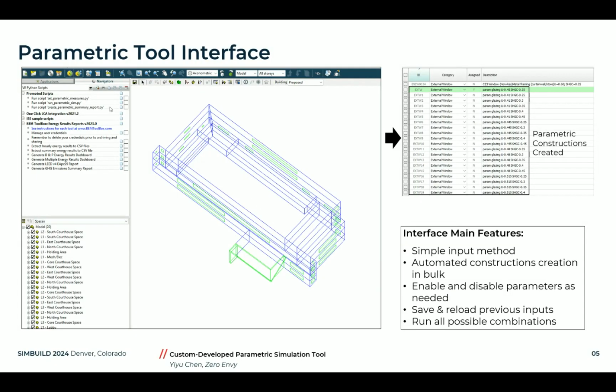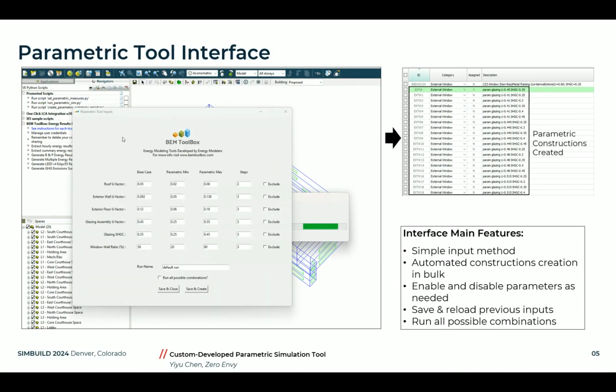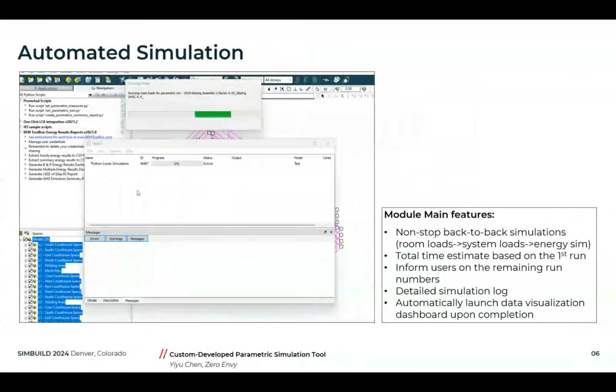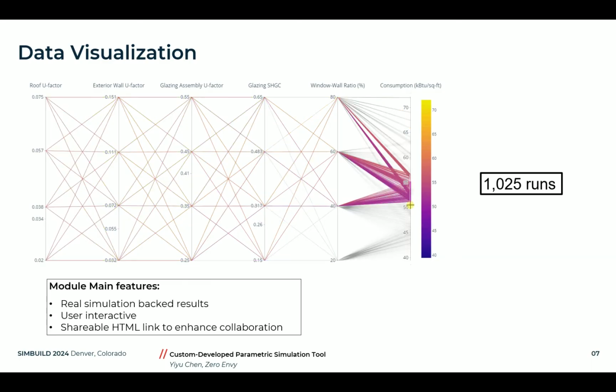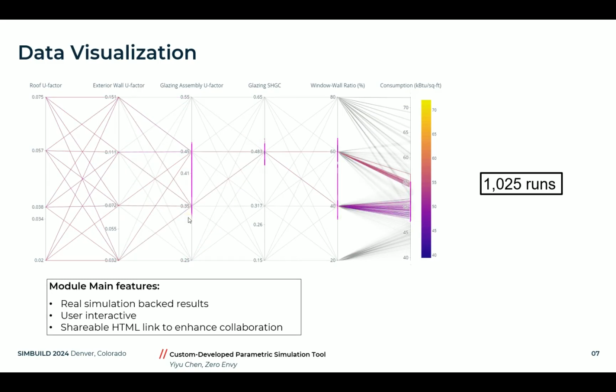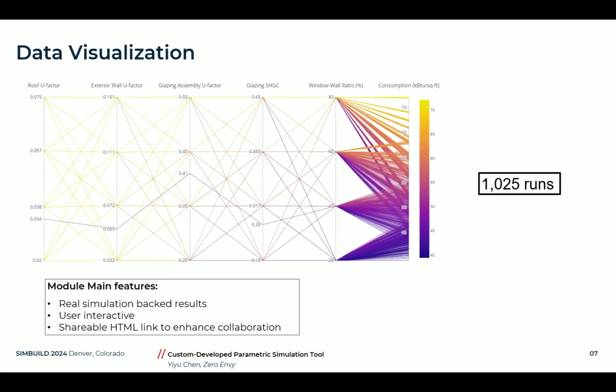So here's a quick snippet that shows you what the interface looks like and how you can set up parameters to prepare your simulation. And here is the back-to-back simulation in action. And the log here will output detailed information on where you are in the process, how much time is left, etc. And this is the parallel coordinates plot it produces at the end. For this one, we have 1025 rounds. Each column here represents an envelope variable and its corresponding values that we specified in the user interface. And the final column on the right is energy consumption, or EOI.